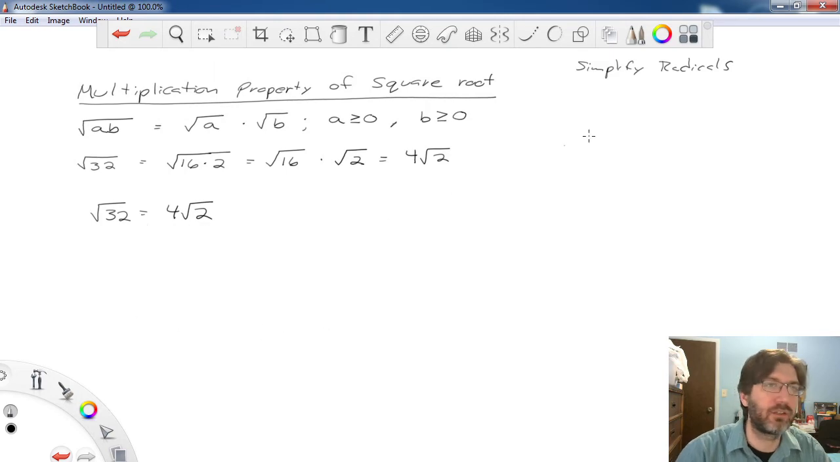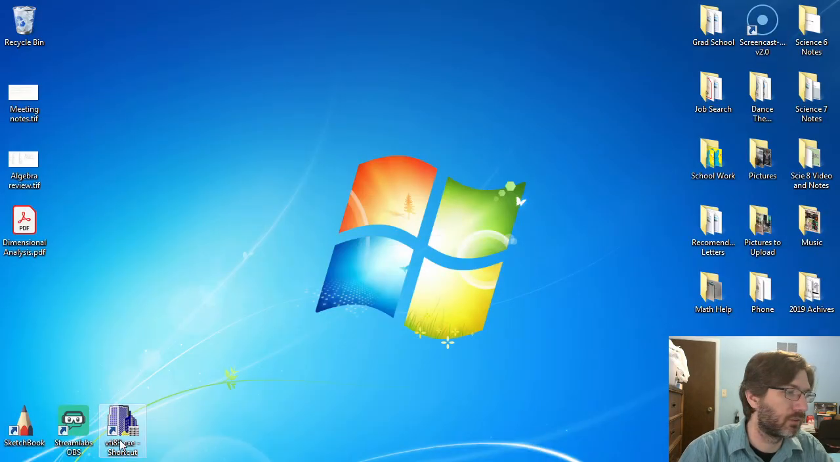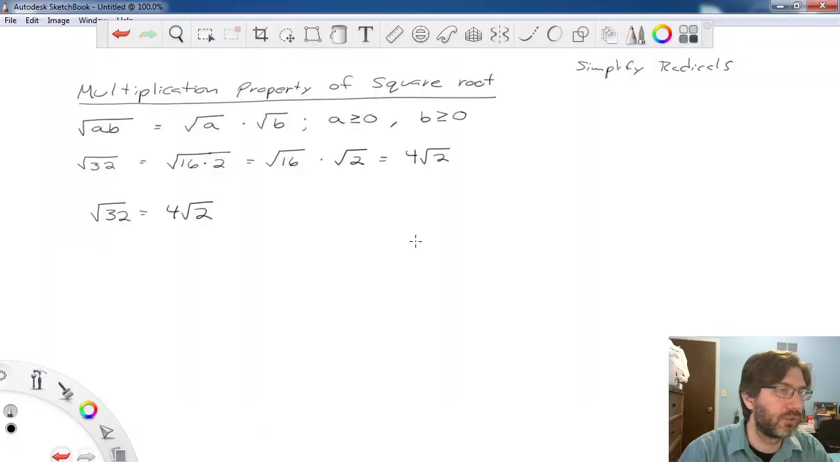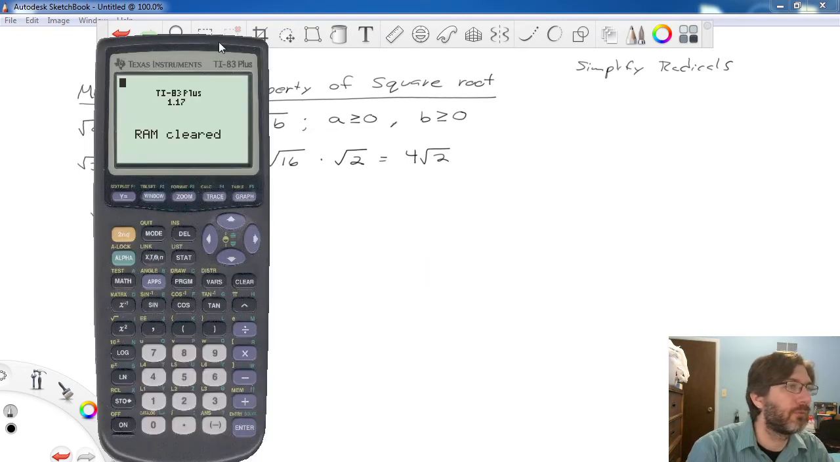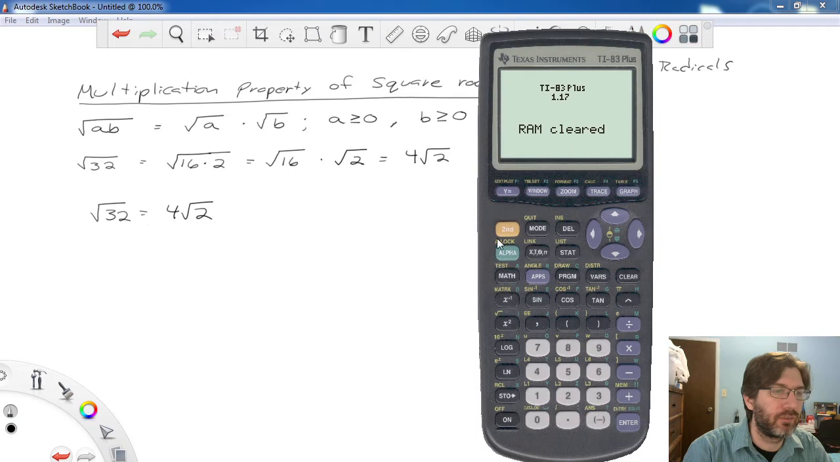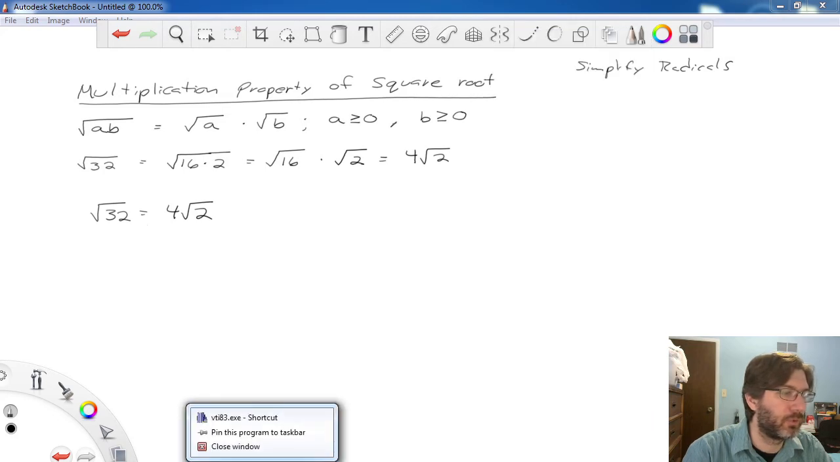You can get your calculator out and check that to make sure that's actually true. I'll get mine loaded here. It'll take a minute. There we go. The square root of 32 is equal to 5.65 and so on, or I can do 4 times the square root of 2, and I get the same answer. So they are equal. We're just pulling them apart.